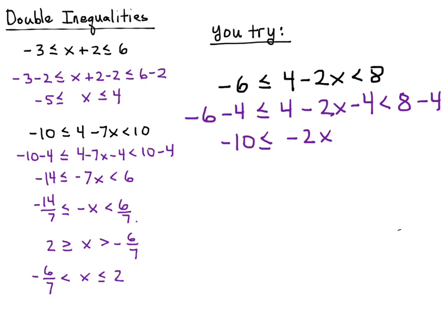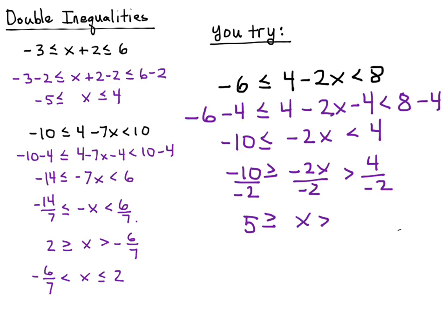Oh, you know what? Here, I have one for you to try, but I'm actually doing it for you. My sense is most of you are getting this. So here I'm going to subtract 4 from all of them, and then I'm going to end up with a negative 2x, so I'll divide everything through by negative 2, and I've swapped the direction of the inequalities, and so then I have 5 is greater than or equal to x, which is greater than negative 2. Turn it around, negative 2 is less than x, which is less than or equal to 5.